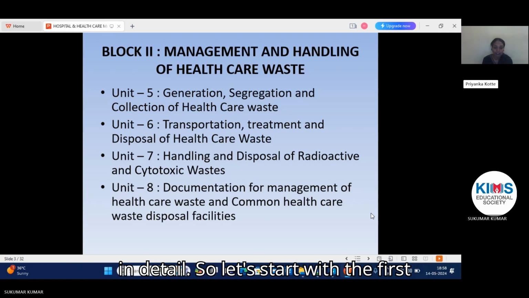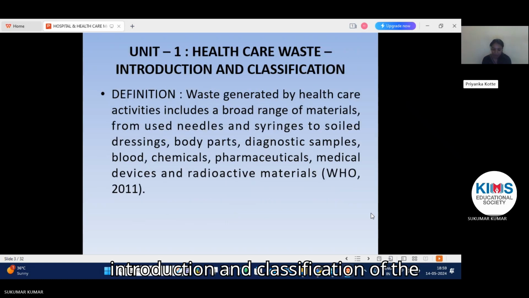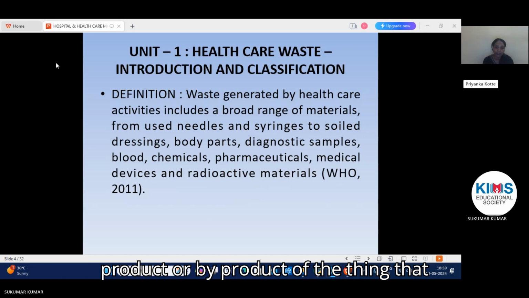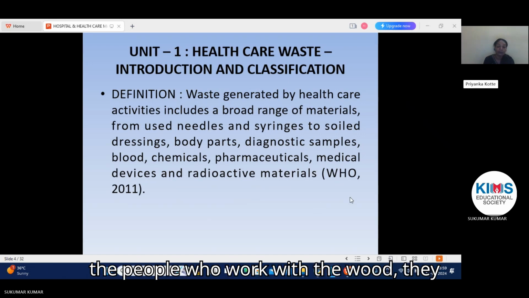So let's start with the first unit, that is introduction and classification of healthcare waste. Okay, so you all must be having an idea about healthcare waste. The name itself says that it is healthcare waste. The general meaning of waste is that which comes out of any used thing. Waste speaks about the fact that we acted on something. It is the product or a byproduct of the thing that you already did. You can see the general people, like the people who work with wood, they release certain waste. The people who work in the kitchen release a different kind of waste.